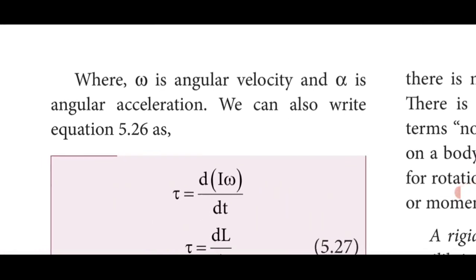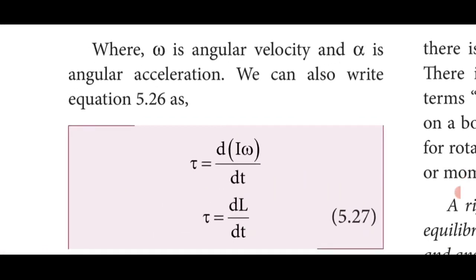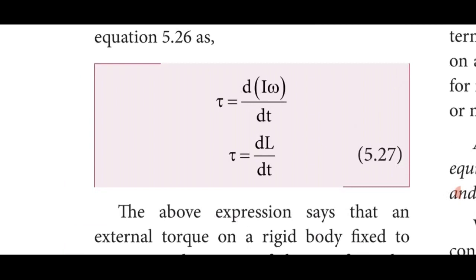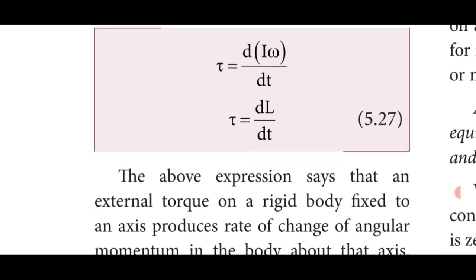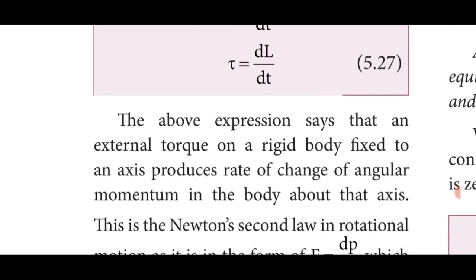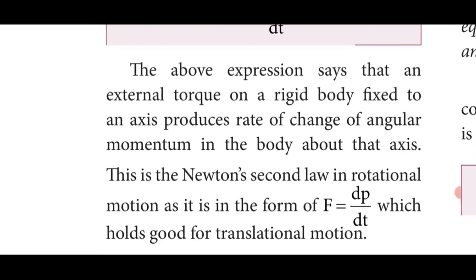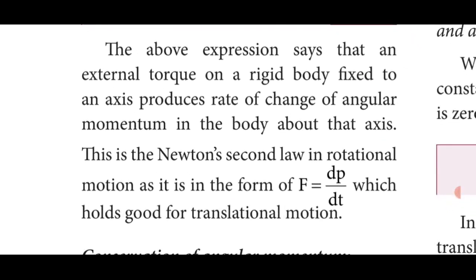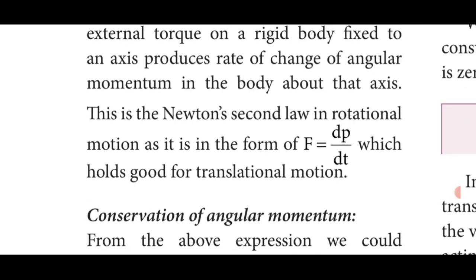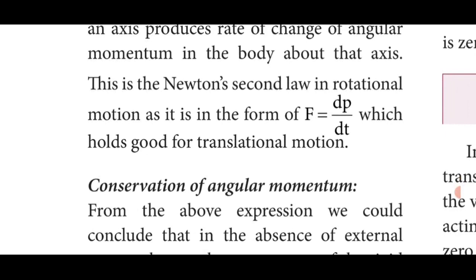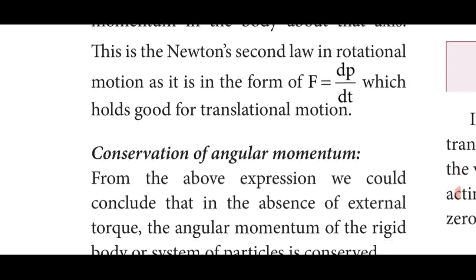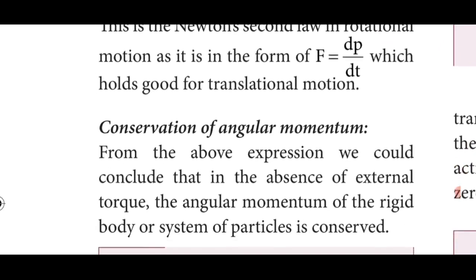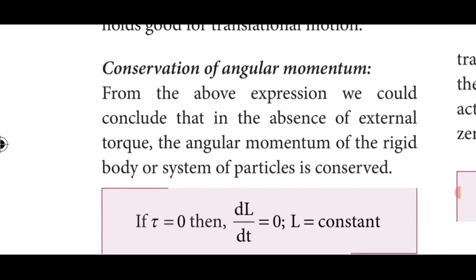Omega is angular velocity, alpha is angular acceleration. So we are able to write this equation as tau equal to d(I omega) by dt. I omega is nothing but L, so tau is equal to dL by dt. This expression says that external torque on the rigid body fixed to the axis produces a rate of change of angular momentum of the body about the axis. The second law for rotational motion is in the form tau equal to dL by dt, just as F equal to dp by dt holds good for translational motion.